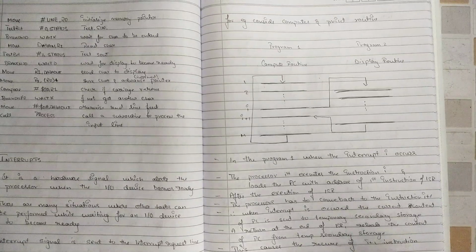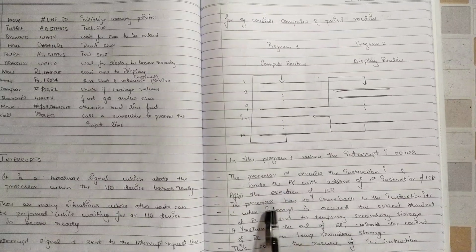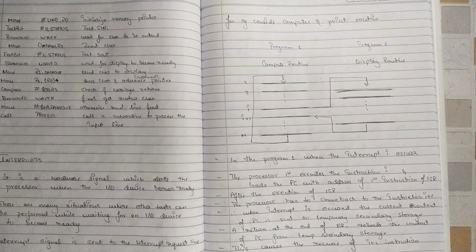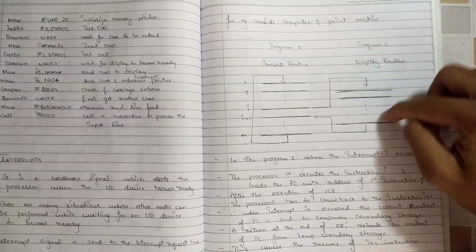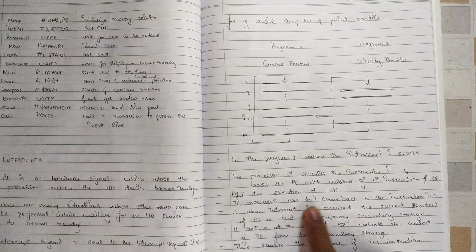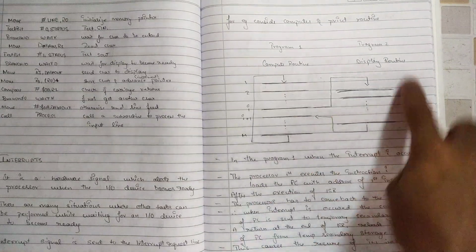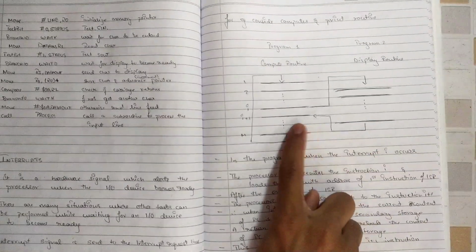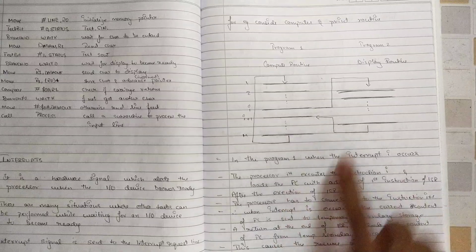So whatever execution has happened, we are executing an instruction, and the address of that first instruction is loaded to the PC. After the execution of the ISR, once the interrupt service routine is completed, the processor has to come back to instruction I+1. After the ISR routine comes I+1, so the processor comes back to this place.